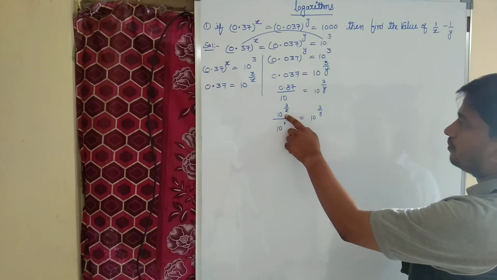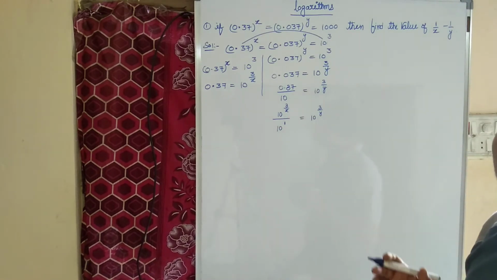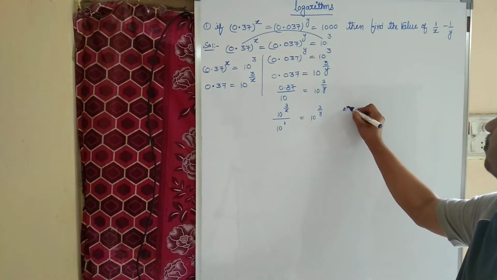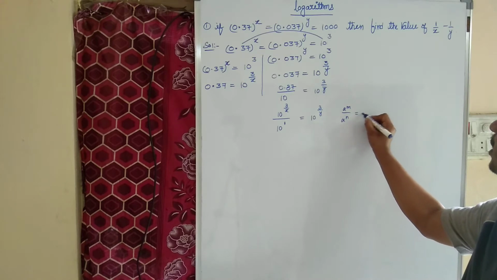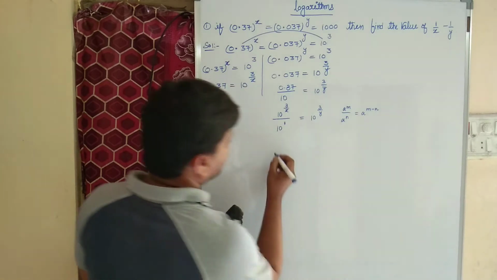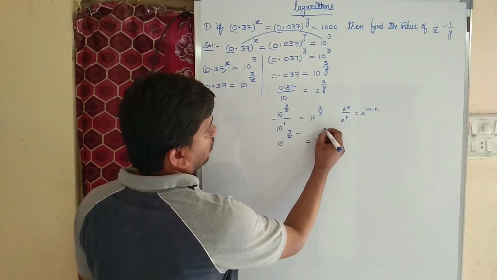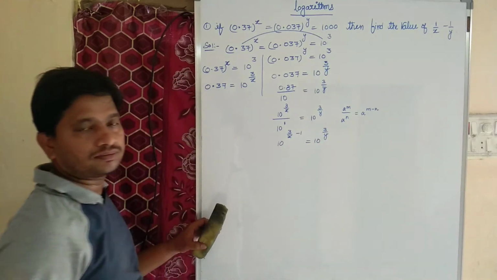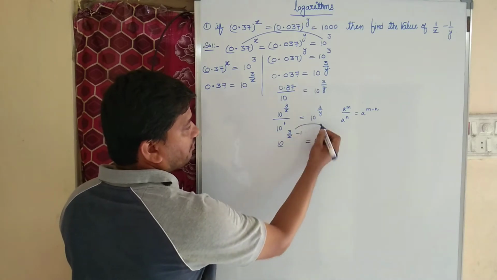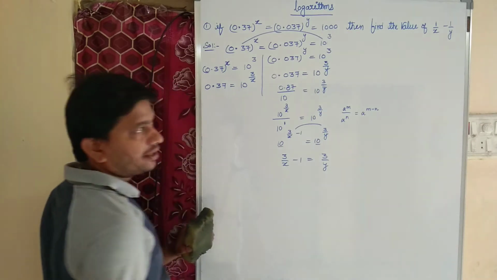Now which is in the form of a to the power of m divided by a to the power of n. What is the formula of a power m divided by a power n? It is a to the power of m minus n. So this I can write as 10 to the power of 3 by x minus 1 equal to 10 to the power of 3 by y. See now, as the bases are same, I can equate powers. So 3 by x minus 1 equal to 3 by y.